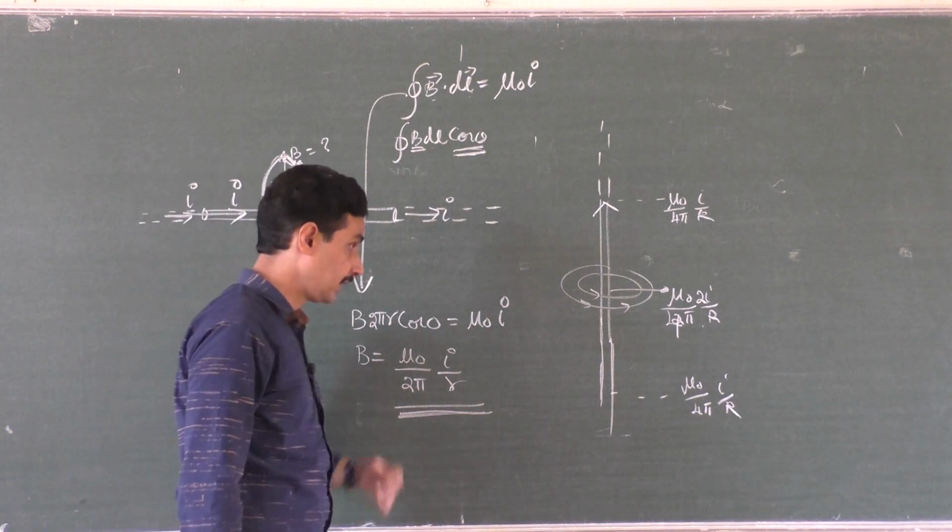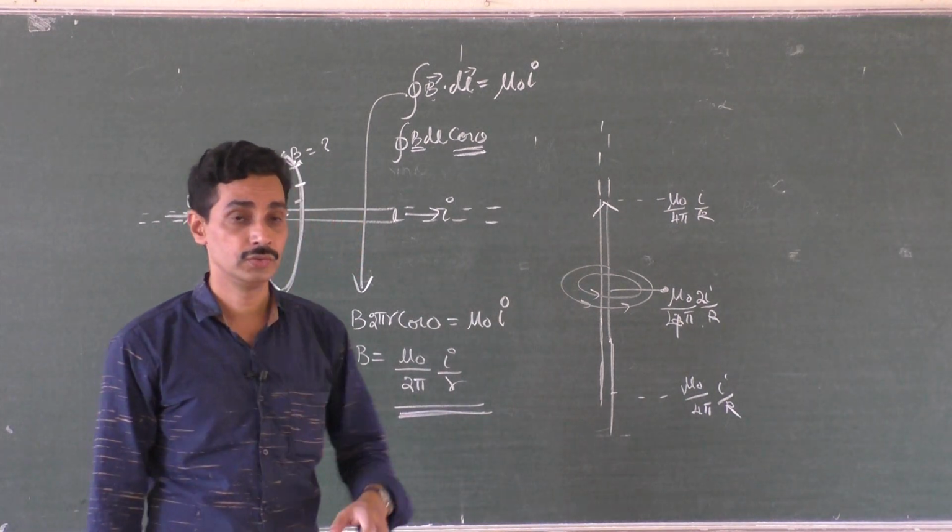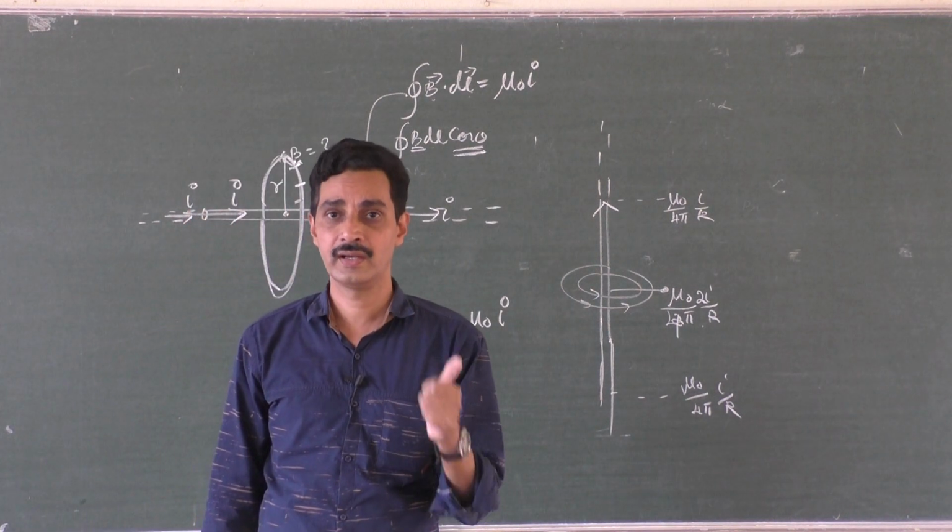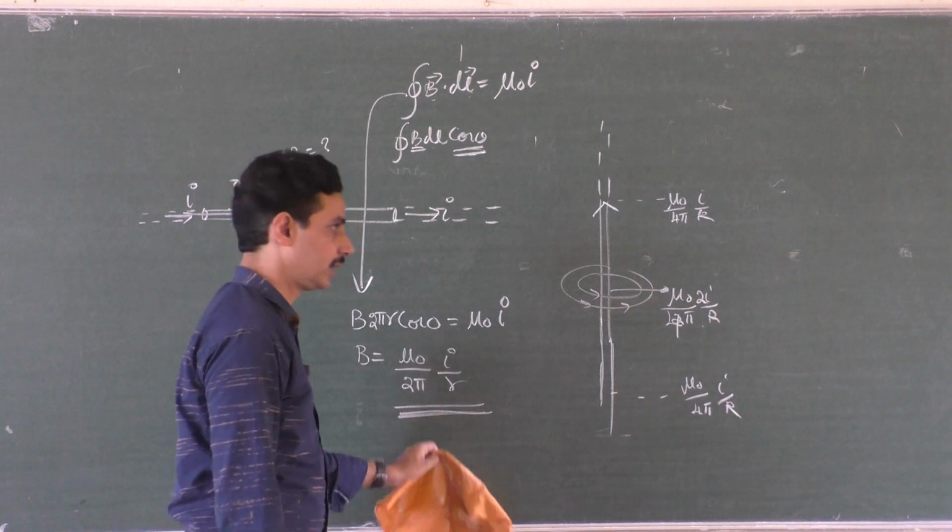Okay. Then we apply Ampere's circuital law to two more things: a solenoid and a toroid. So what is a solenoid and what is a toroid?